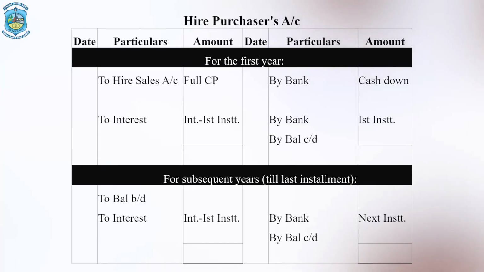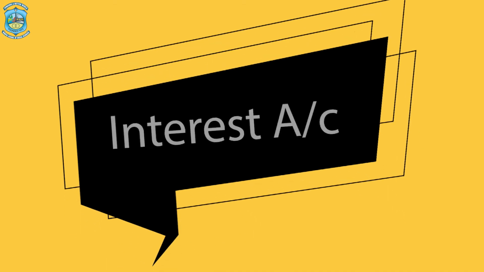So, from the second year onwards, that is from the subsequent years, the two important postings to be remembered are to interest and by bank. To interest with the amount of interest included in the installments, and by bank with the entire amount of the installment. Keep on finding the closing balance, and keep on bringing down the opening balance till the last installment has been paid and the account gets closed. Move to the next account, that is the interest account.